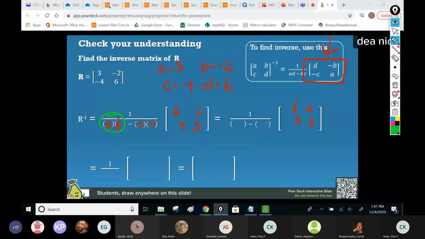Now go ahead and solve the multiplication. You'll get 18. And then next to it, negative 2 times negative 4, you'll get a positive 8. 18 minus 8 is 10.